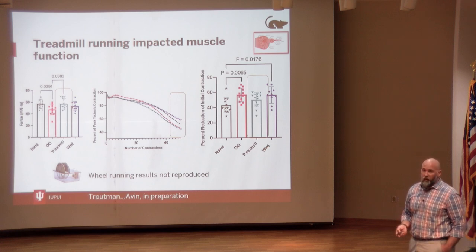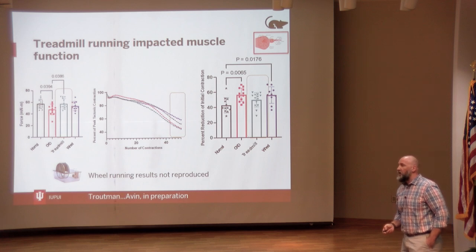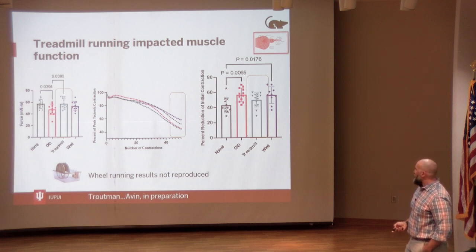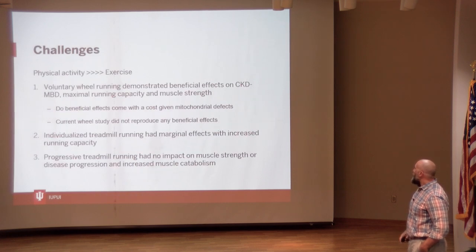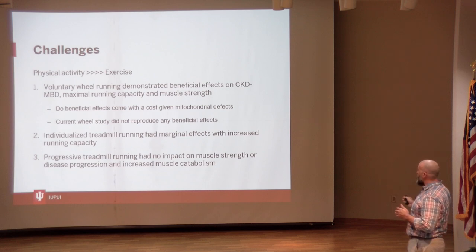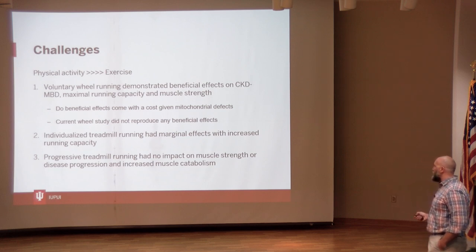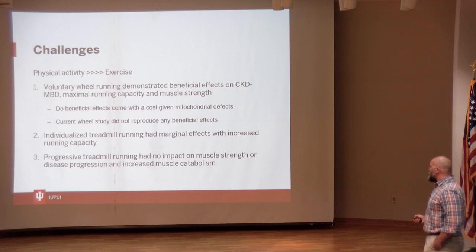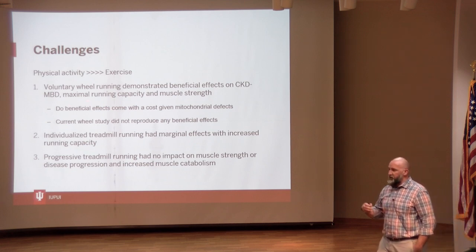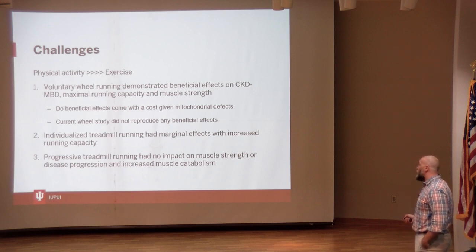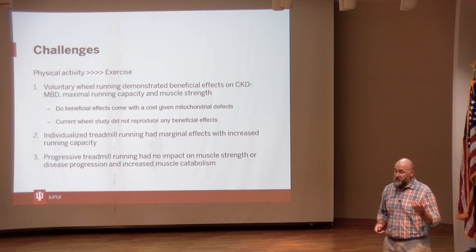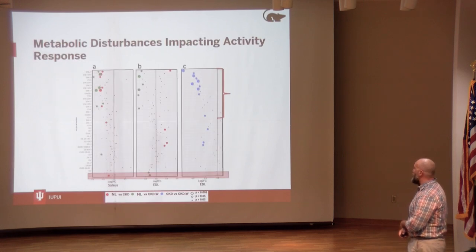The resistance training models in rodents are fairly finicky, often not really translatable. And so that's why we're sticking to aerobic exercise right now. When you look at some of the challenges between the spectrum of physical activity and exercise, we have some beneficial effects in voluntary wheel running, but we're not able to reproduce them. Individualized treadmill running had marginal effects of just increasing running capacity, but didn't worsen disease. And that progressive treadmill training protocol did have some negative or detrimental effects.